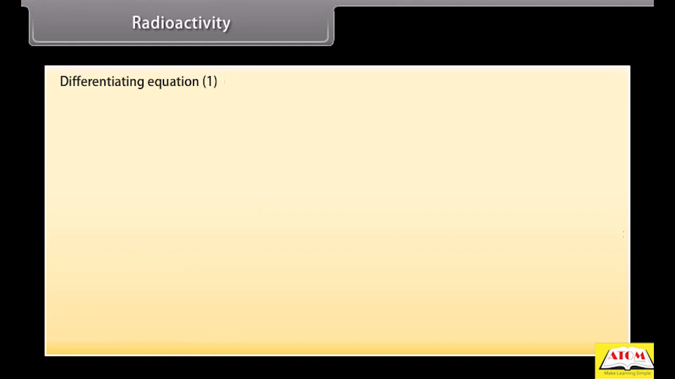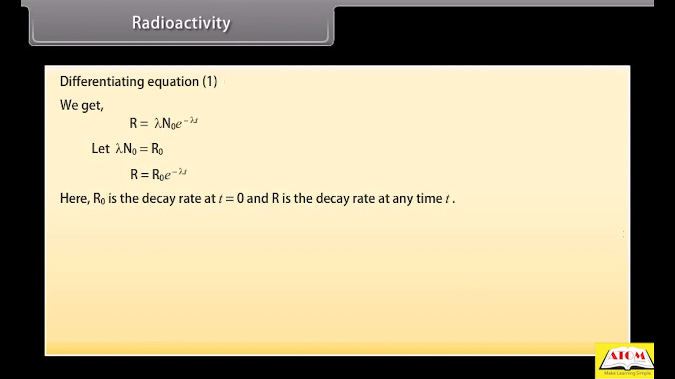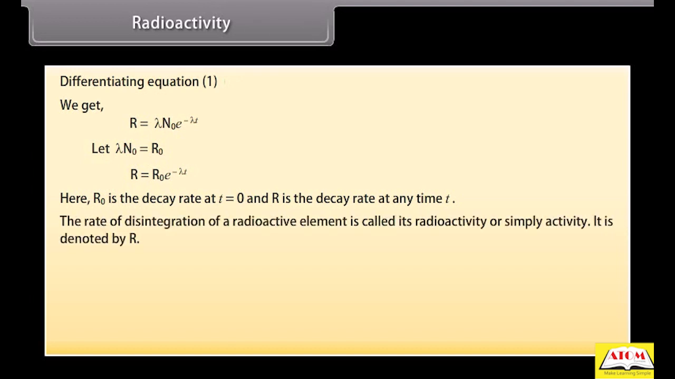Differentiating equation 1, we get R = λN0 e^(−λt). Let λN0 equal R0. R = R0 e^(−λt). Here, R0 is the decay rate at t = 0 and R is the decay rate at any time t. The rate of disintegration of a radioactive element is called its radioactivity or simply activity. It is denoted by R.